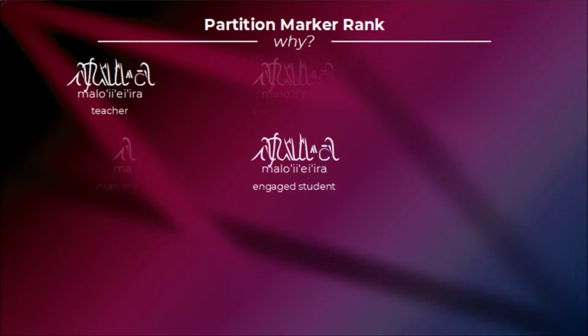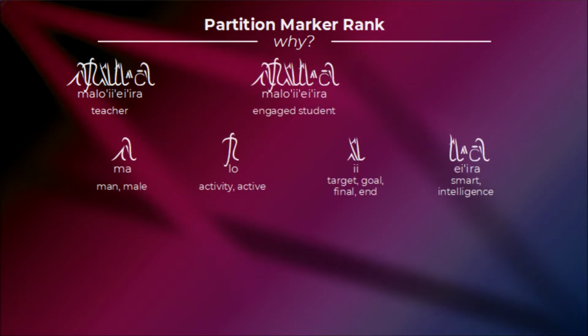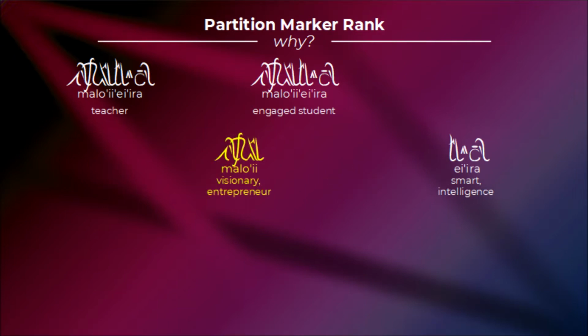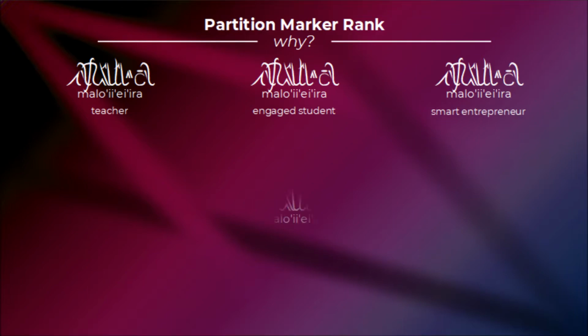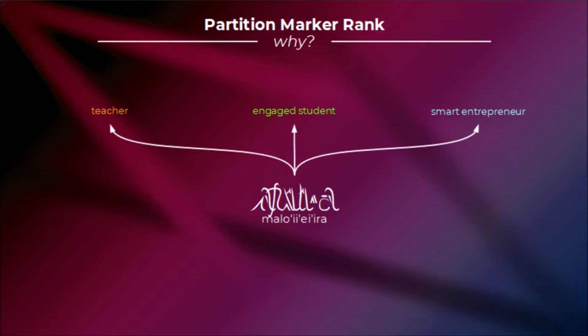But it gets worse. Let's look at the particles again and reinterpret them. In video 19, I told you that you can put lo between two parts of a word to indicate that the first is actively engaged in the second. And a man that's engaged in goals or targets is a man that works towards reaching goals. It's an entrepreneur. Not just any entrepreneur, but a smart one at that. So what does ma lo ji e ira mean? Is it a teacher, an industrious student, or a smart visionary?